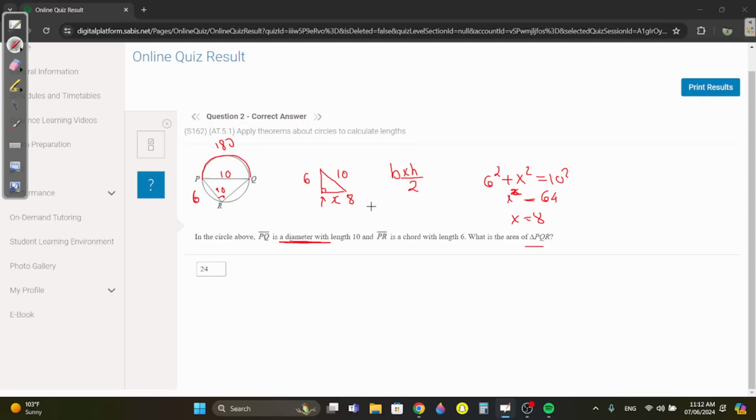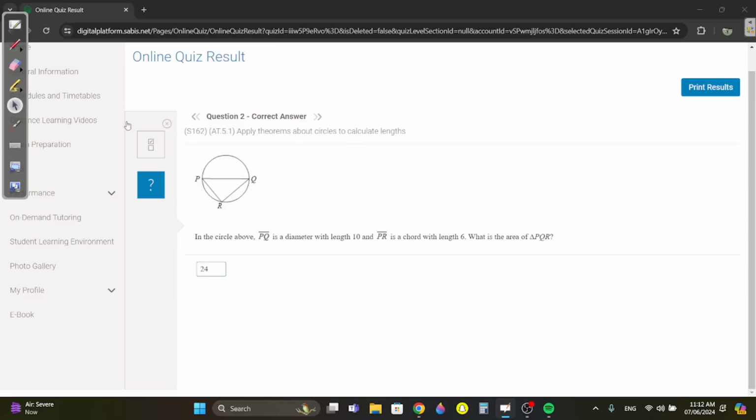Now, can I find the area? Of course I can. My base is 8 times the height, which is 6, not 10, 10 is the hypotenuse. Divided by 2, you're going to get 24. Question 3.